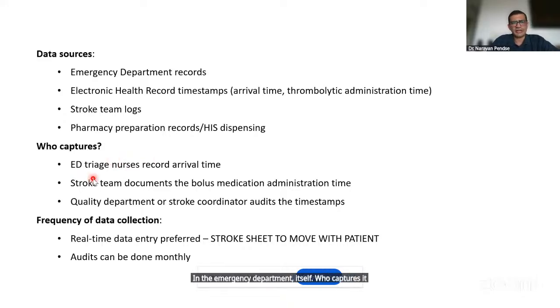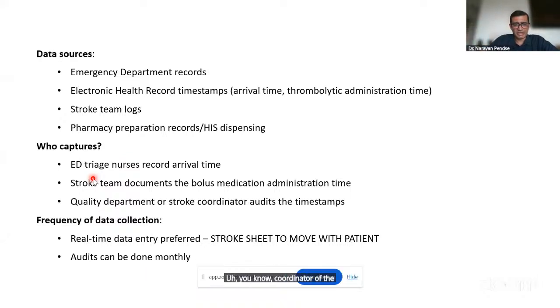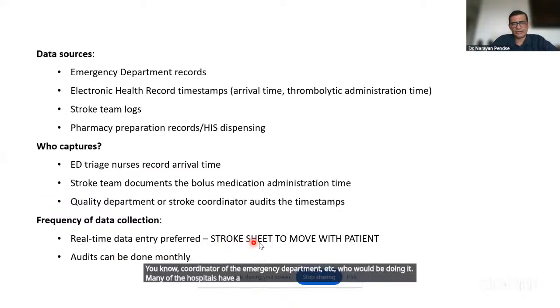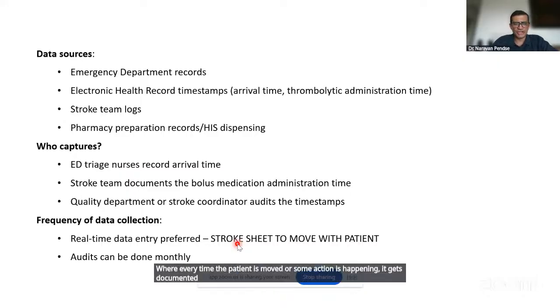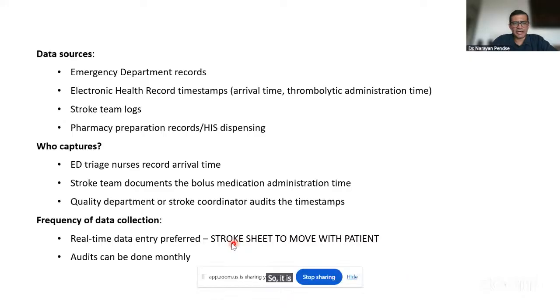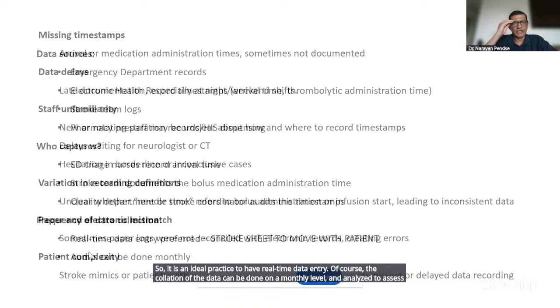Typically, it would be the triage nurse or maybe a coordinator of the emergency department who would be doing it. Many of the hospitals have a practice of a stroke sheet, similar to STEMI cases. They also have a stroke sheet for neuro cases, where every time the patient is moved or some action is happening, it gets documented into the input sheet. So it is an ideal practice to have real-time data entry. Of course, the collation of the data can be done on a monthly level and analyzed to assess improvement opportunities.